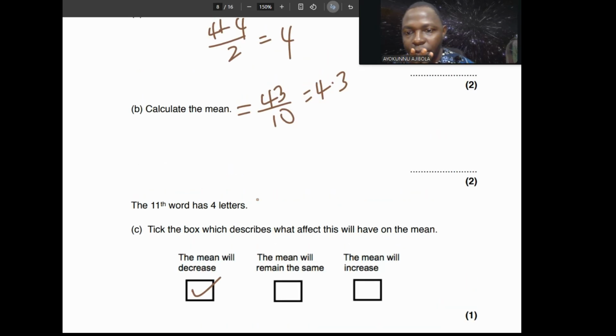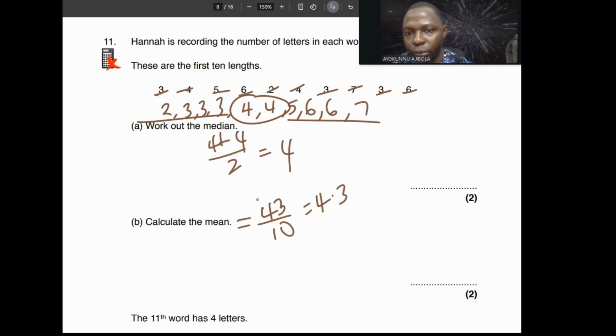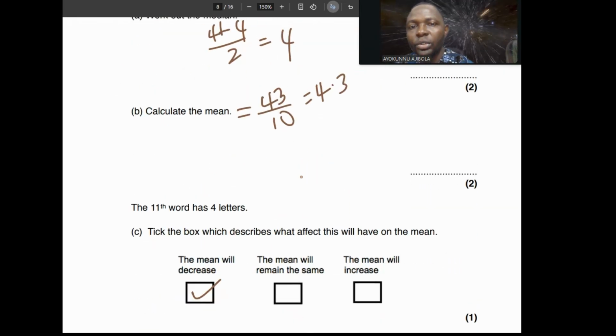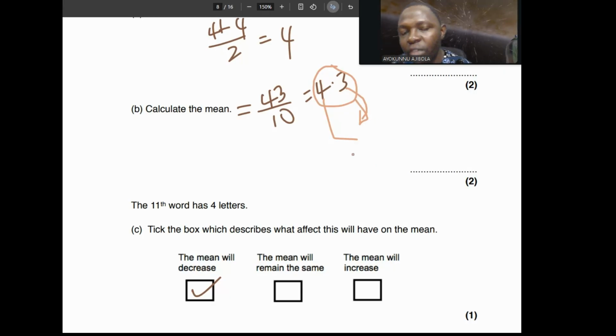The 11th word has 4 letters. You know, these are 10 words, right? Yes. Good. So if the 11th word has 4 letters, we must consider our mean first. Our mean represents 4 letters, yes or no? Yep, it does, but a little bit above 4 letters, right? Yes. Good. So if you must retain the mean, you must get 4.3 for the new word or above 4.3.